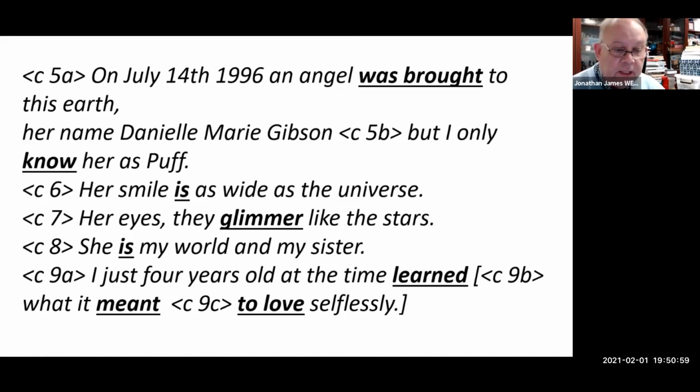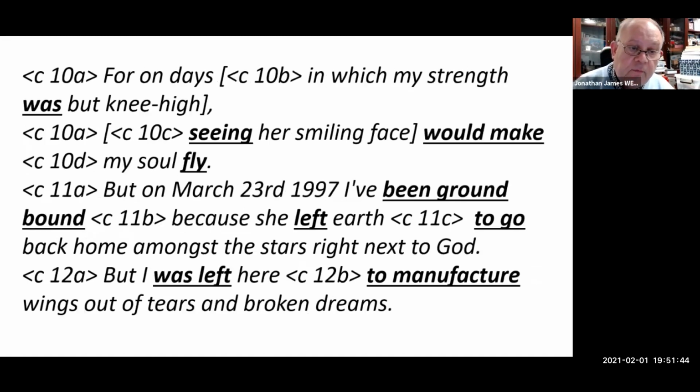Nine, all right, I, just 4 years old at the time, learned, and then I have an embedded clause. Starts with a WH. It's really kind of a nominalization. What it meant to love selflessly. That whole thing is sort of packaged up as the object of learn. You'll notice that many nominalizations begin with that WH word, all right? You're packaging it all as a kind of almost noun phrase, nominal group. But really it's two clauses together. Both of them are embedded. We're almost done, all right?